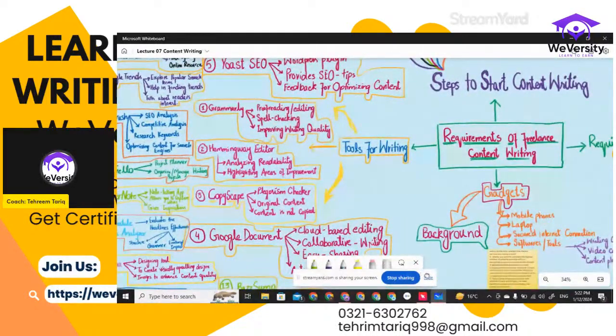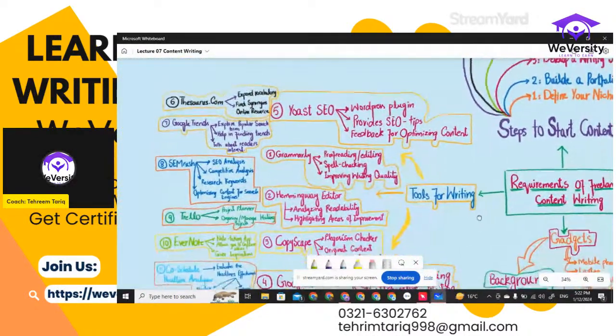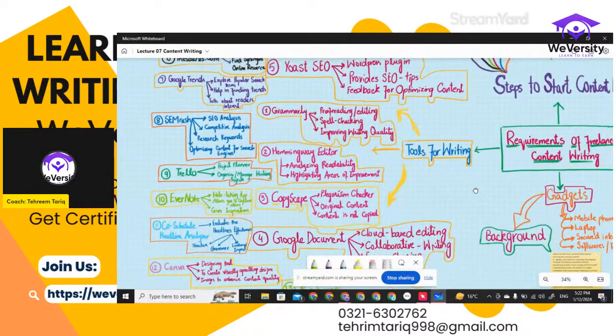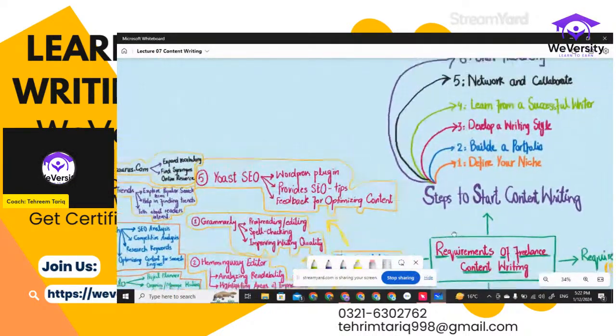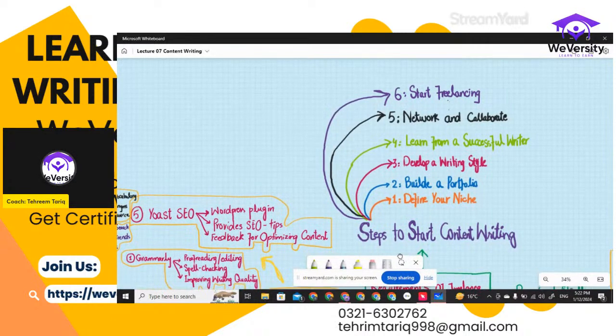Okay, so I think you must be familiarized with some of the software, but some of the software may be new ones. So we will discuss them in detail in the upcoming lectures. Now we will discuss the last part of this lecture, that is, what are the basic steps in order to start content writing. First of all, what you have to do is define your niche. We have discussed a niche in the past lectures in detail, and we will also discuss how to select your niche in the upcoming lecture. But the first and foremost step is to define your niche.